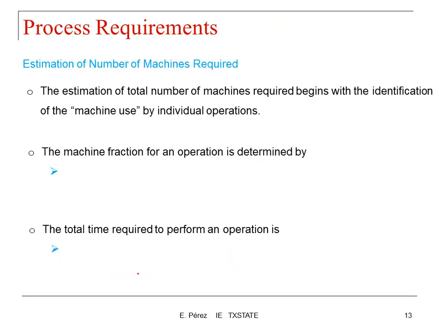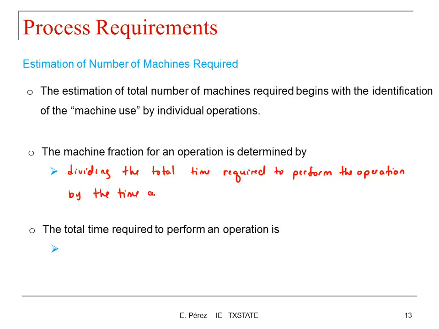So to address each one of those points, the estimation of the number of machines required begins with the identification of the machine used by individual operations. So here we're going to talk about the machine fraction for an operation, and that's determined by dividing the total time required to perform the operation by the time available to complete the operation.